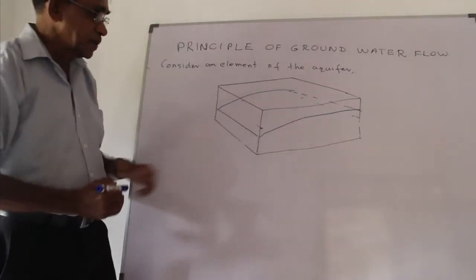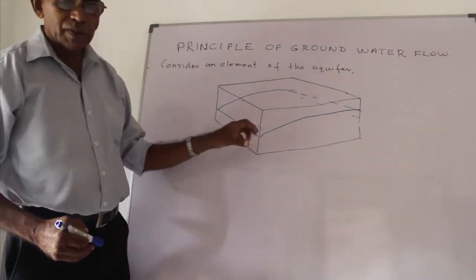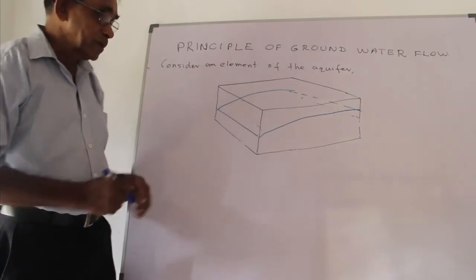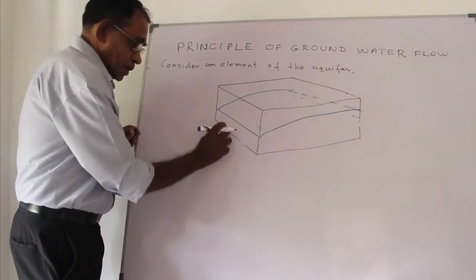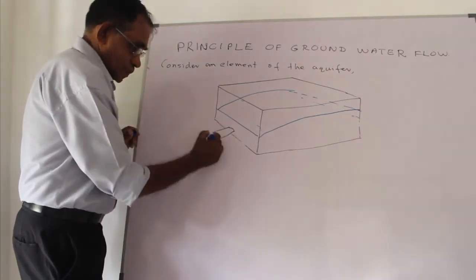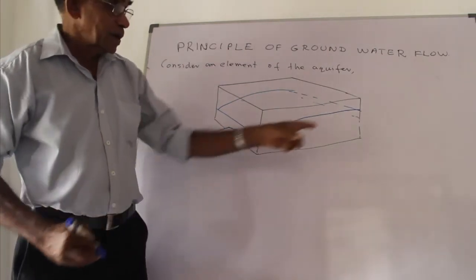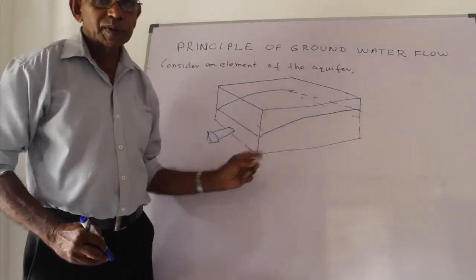The surface of water will get a shape like this. In other words, you can see that there is a gradient towards the direction of flow. The direction of flow is like this. It will take place like that. In that particular direction, there is a gradient of the liquid surface.